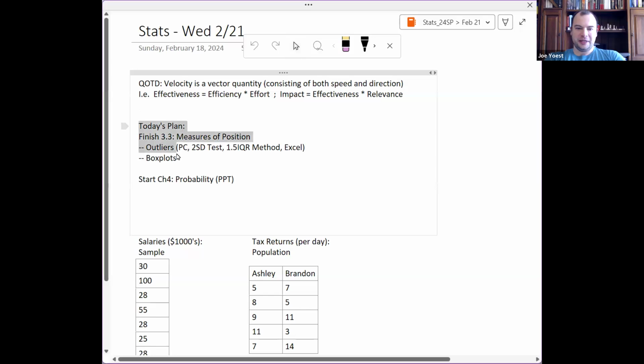Okay, so today's plan is to finish section 3.3, finishing up chapter 3. This is measures of position. So we already talked about percentiles and such, and we're going to build on some of that today. We're going to discuss outliers and box plots. And then we'll start in on chapter 4.